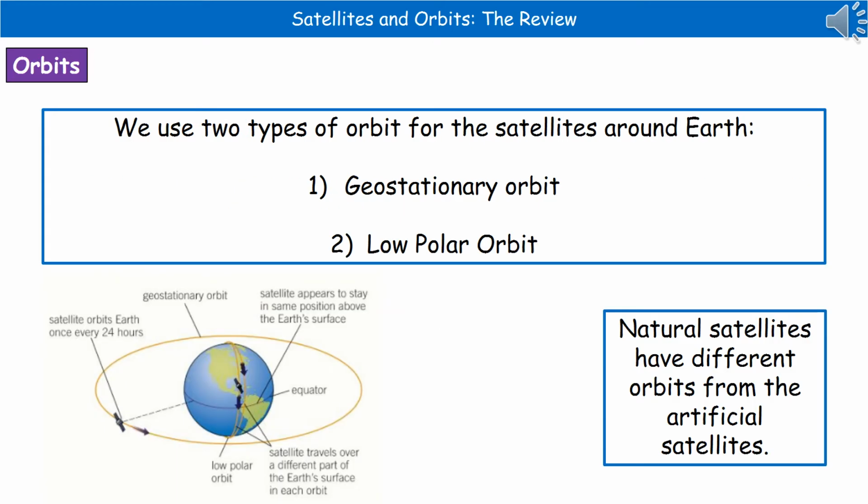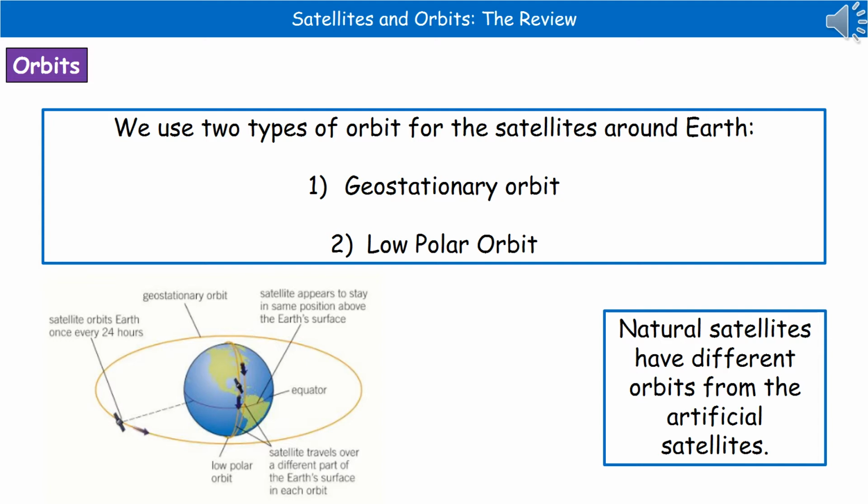In order to keep those satellites where we expect them to be, they have to be in what's called orbit. We've got two types of orbit that we could use, a geostationary orbit or a low polar orbit. Natural satellites do have a different orbit from the artificial ones, but we're just going to focus on these two artificial satellite orbits.